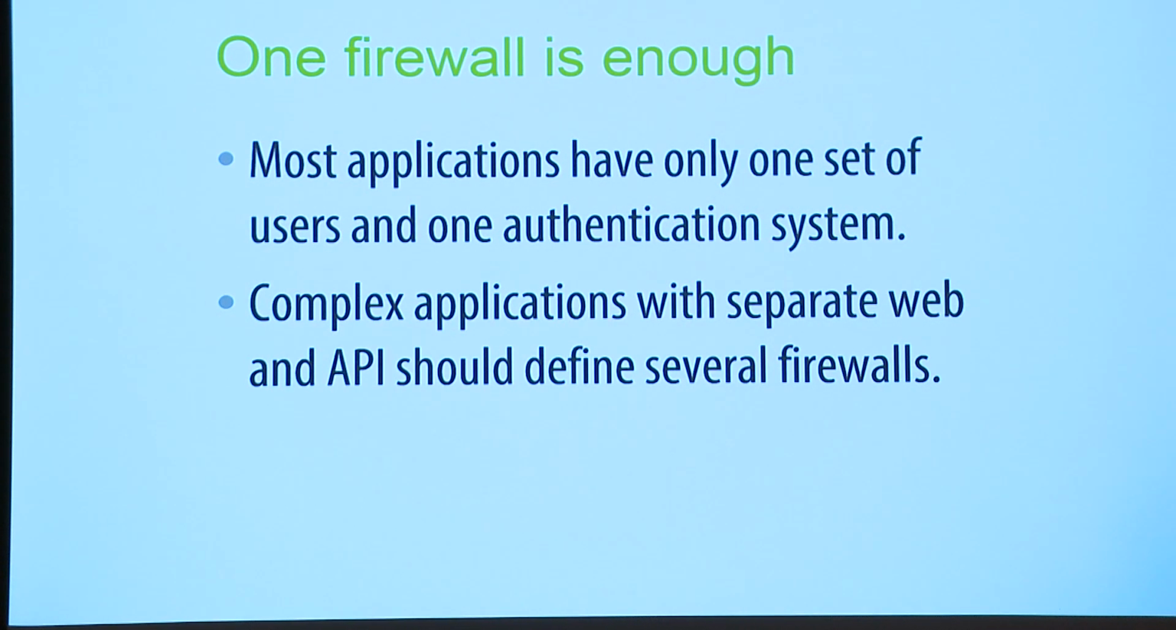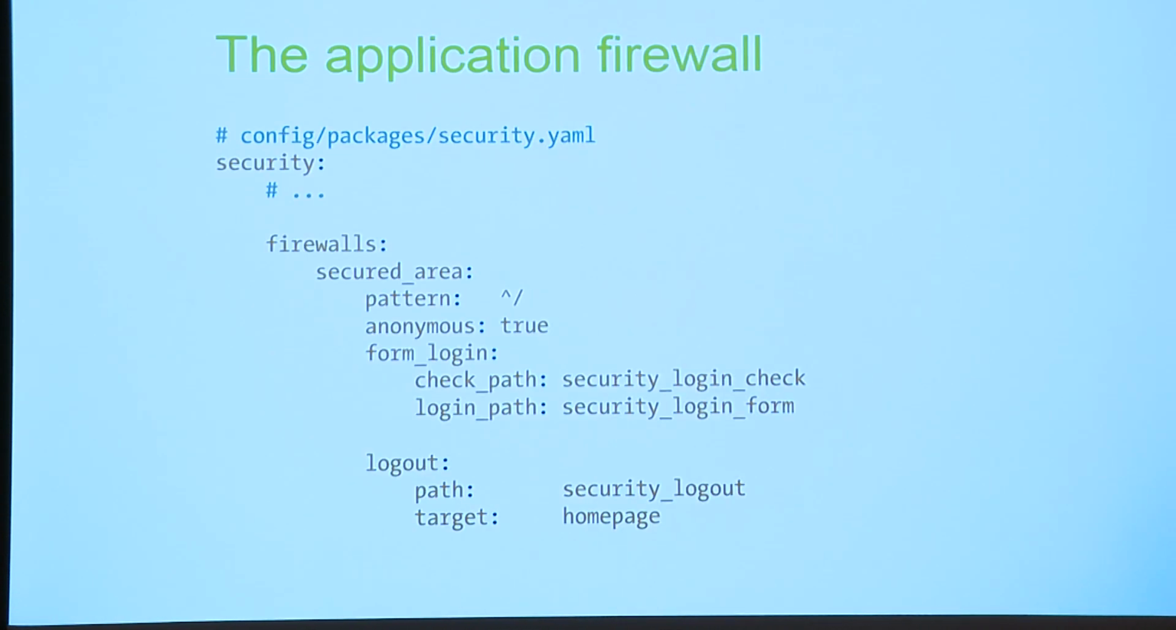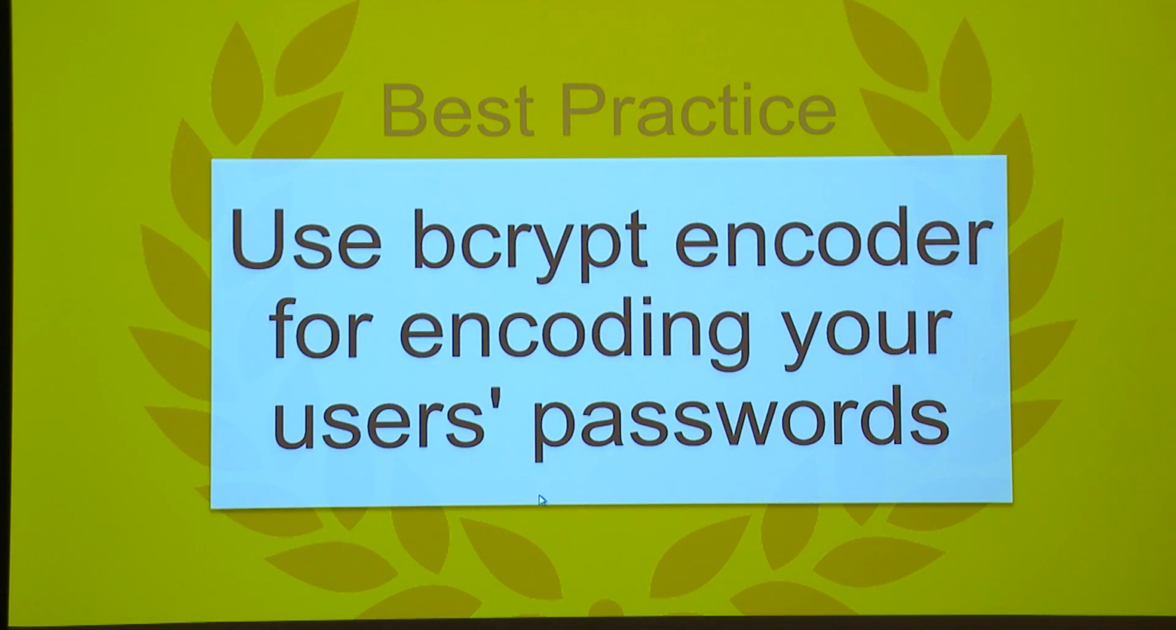I'm going fast on this because that just may be a bit boring to read them all. As you can see here, we have the definition for the slash pattern. So it means all routes are anonymous with the form login path defined there. Okay, I'm moving on because this is just documentation on how to use security.